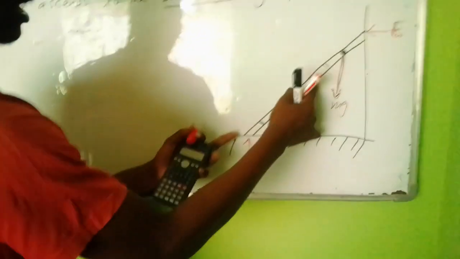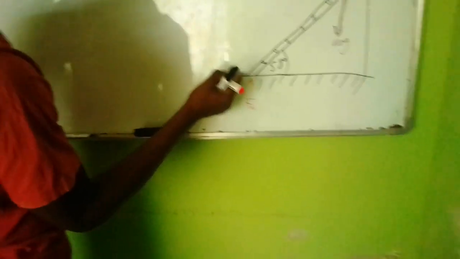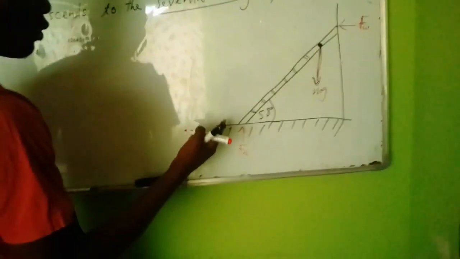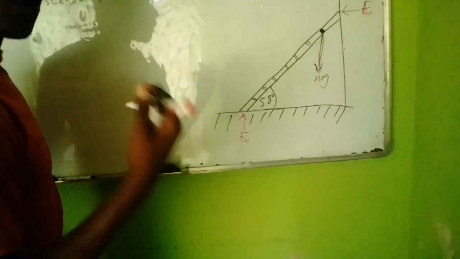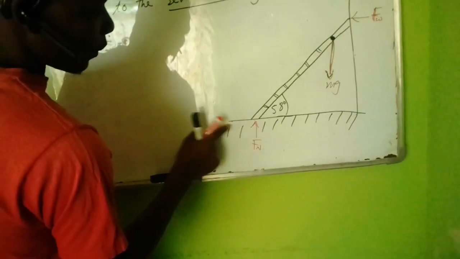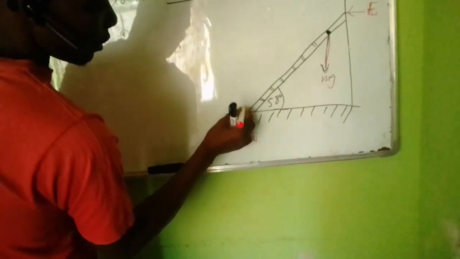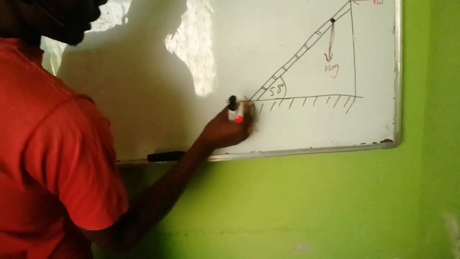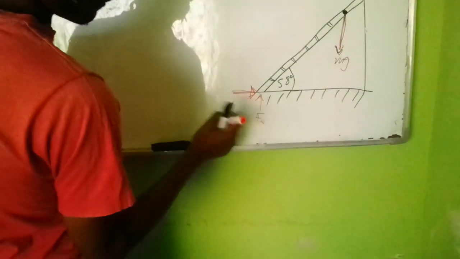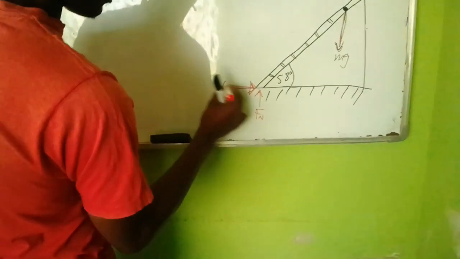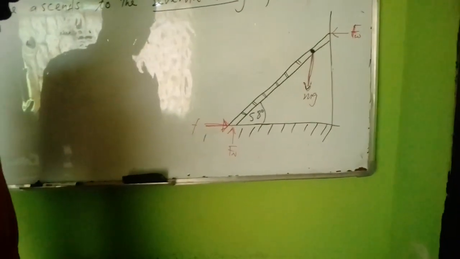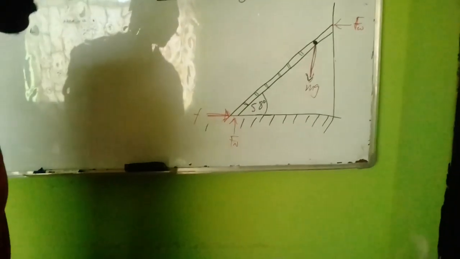And then, if this ladder was to slip, it would move in that direction. So there is a friction force here. The friction force is always an opposing force, so we are going to have the friction force in that direction. Okay, so this is our friction force. Those are the forces.